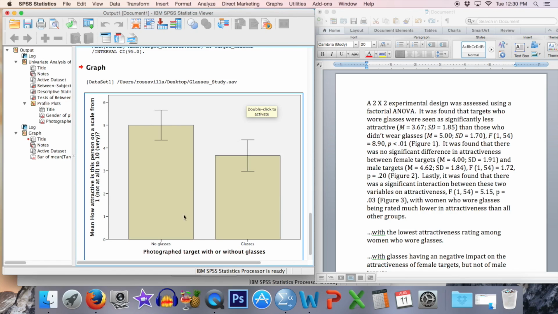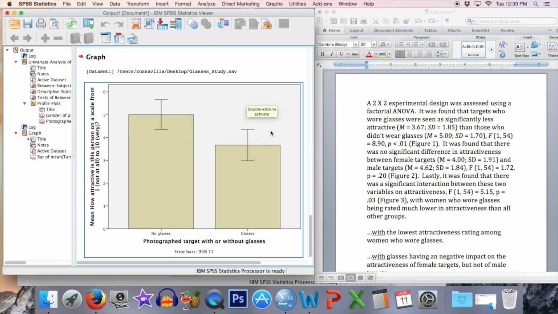So in fact, those without glasses were seen as more attractive than those with glasses. And the fact that these error bars don't really overlap shows that it is a significant difference. Although sometimes the error bars will overlap even if it's significant, that's fine. That just means that the equation used to make these error bars is a little off for what we're doing. The error bars are just a good way of showing the amount of variability within each group.